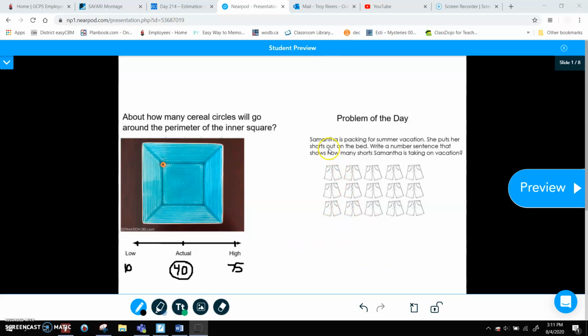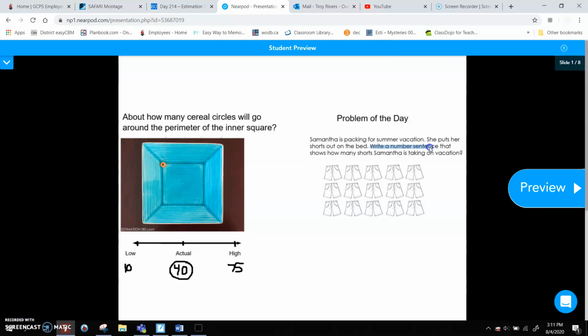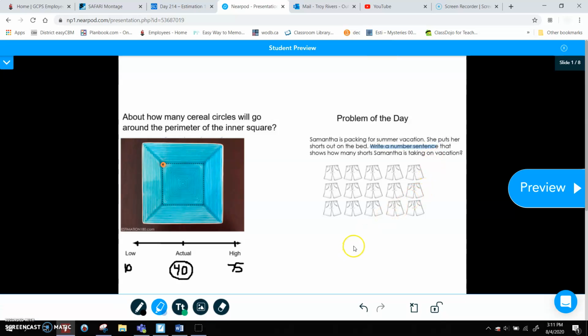So the problem of the day for today, this is actually a second grade review question, so everybody should understand how to solve this. It says Samantha is packing for summer vacation. She puts her shorts out on the bed. Write a number sentence that shows how many shorts Samantha is taking on vacation. So what I'm going to do is I'm going to use my highlighter tool to highlight what it's actually asking. So it says write a number sentence. So I know it doesn't want just an answer. It wants a number sentence. That doesn't mean I'm going to type out a sentence with capital letters, punctuation, everything like that. A number sentence is like an addition sentence, subtraction sentence, something like that.